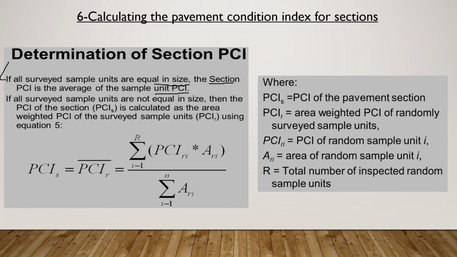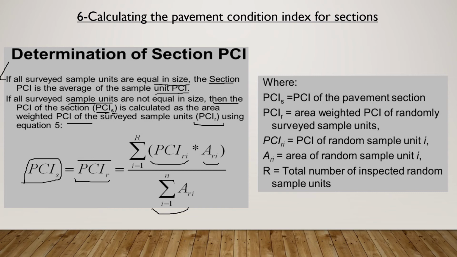If all surveyed sample units are not equal in size, then the PCI of the section, or PCI-S, is calculated as the area weighted PCI of the surveyed sample units, or PCI-R, using the following equation. So the PCI of the section is equal to PCI of the surveyed sample units, which is equal to the summation of PCI of the individual sample units multiplied by the area of each sample unit, divided by the summation of their areas. However, on that condition, they must have the same pavement type.